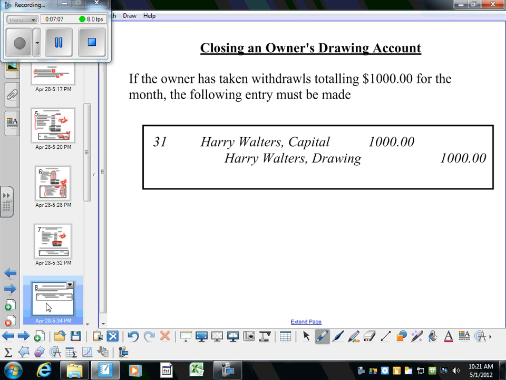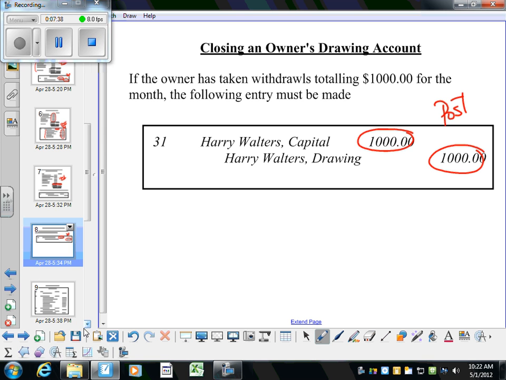Okay, and you also need to close your drawing account here as well. So your Harry Walters drawing, if you were to look on your worksheet, you'd have a debit of $1,000. So to close it, you have to have a credit of $1,000. And then you're going to transfer that to the capital account with a debit of $1,000. And then make sure you post that as well. Okay?